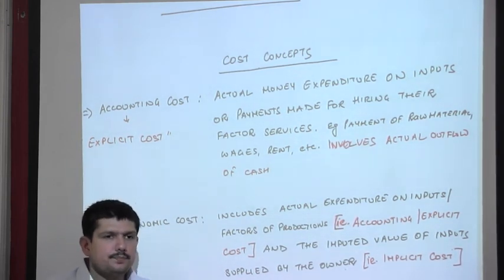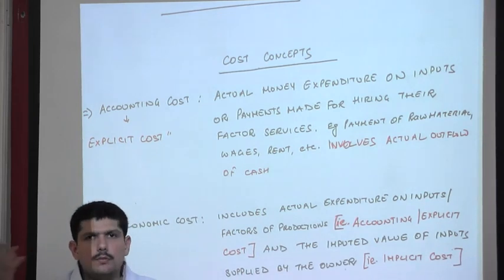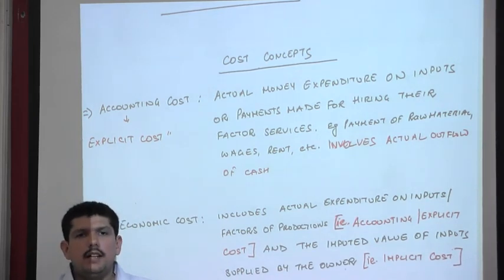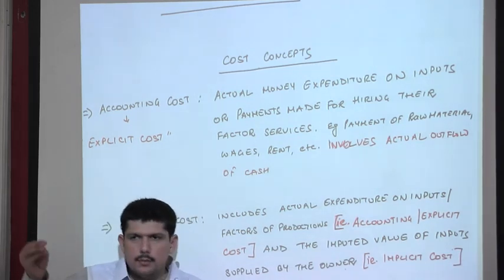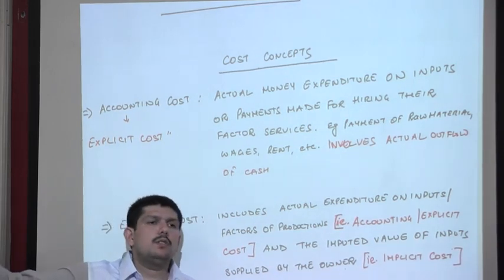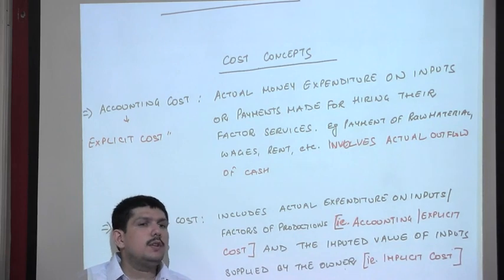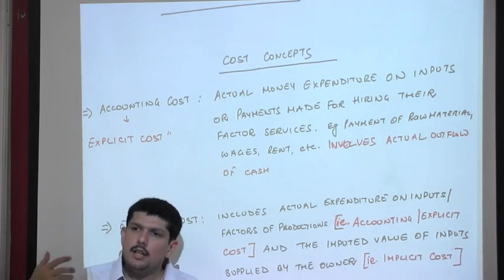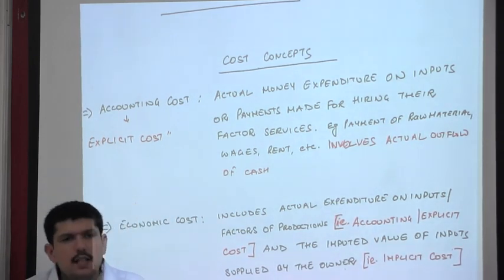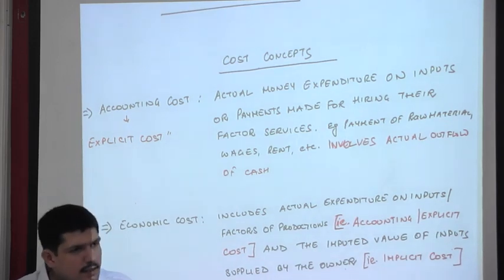But let's say there's a watchman which we have employed in our factory, and hum log apni factory mein 20 tarah ke alag alag item banati hai. So can you attribute the salary which we are paying to the watchman to a particular product? No. What do we need to do? We need to allocate on some reasonable basis. Right. So then these type of costs will be known as indirect costs.